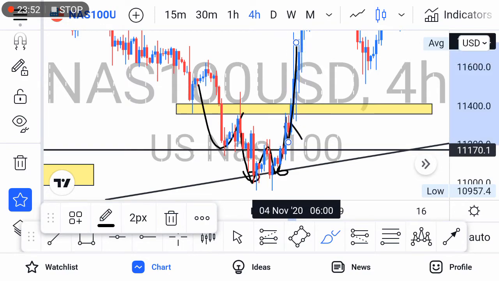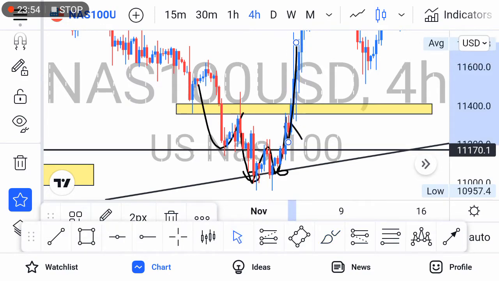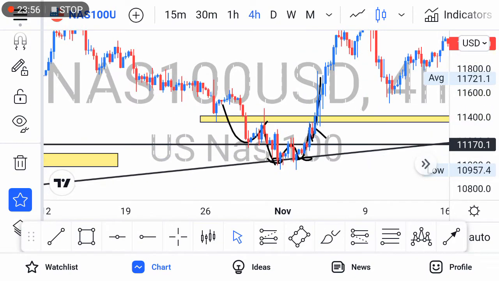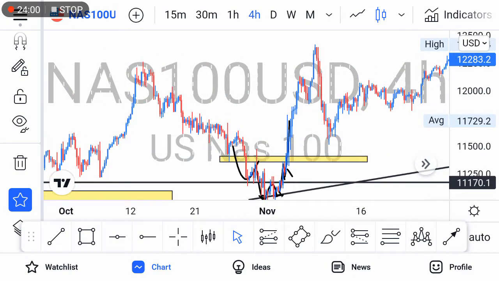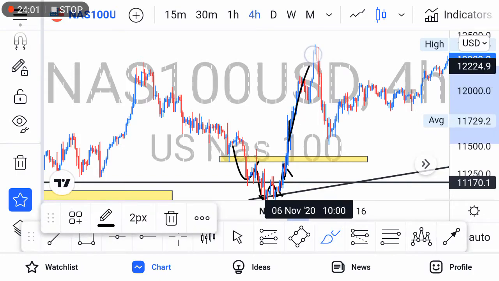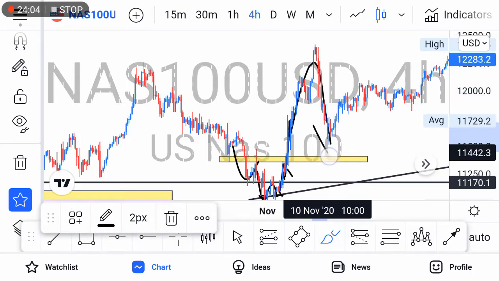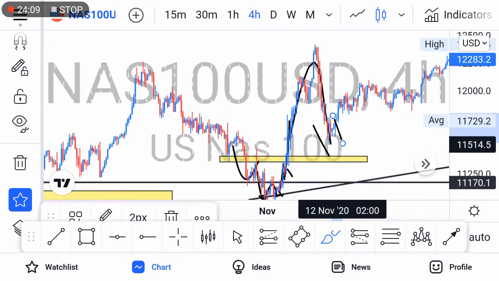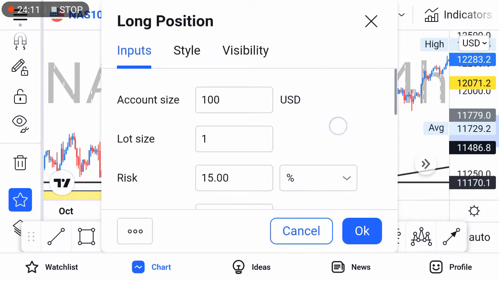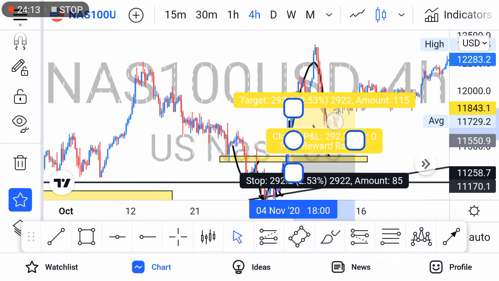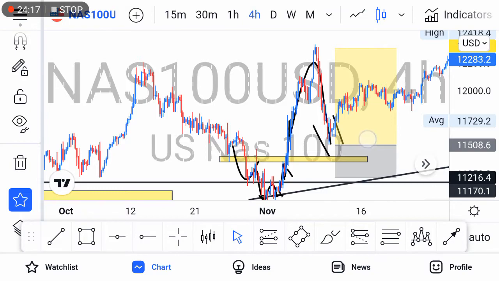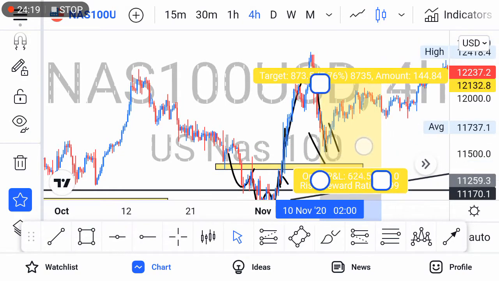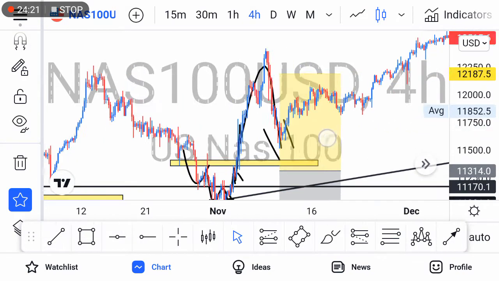But sometimes it won't be picture perfect as we expect it to be. This one was the right shoulder where we could have taken our entry. But once you start to train your eyes, you'll be able to notice this pattern more easily.